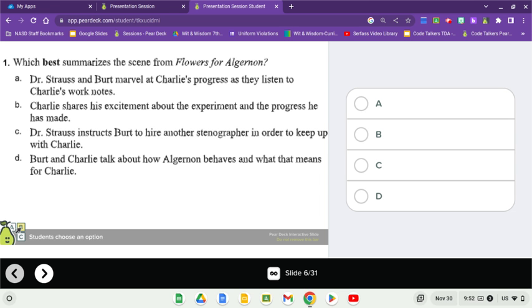Which best summarizes the scene from Flowers for Algernon? A. Dr. Strauss and Bert marvel at Charlie's progress as they listen to Charlie's work notes. B. Charlie shares his excitement about the experiment and the progress he has made. C. Dr. Strauss instructs Bert to hire another stenographer in order to keep up with Charlie. And D. Bert and Charlie talk about how Algernon behaves and what that means for Charlie. Please take a few seconds to think over what you think is the correct answer and take your guess. Go ahead.